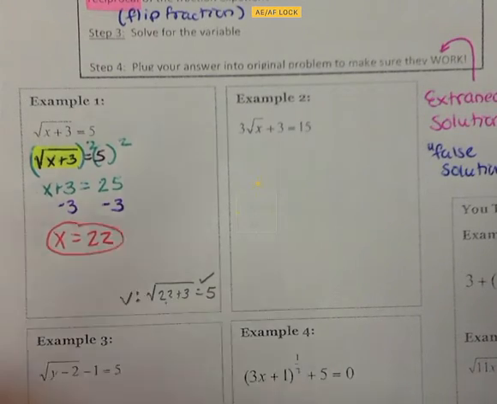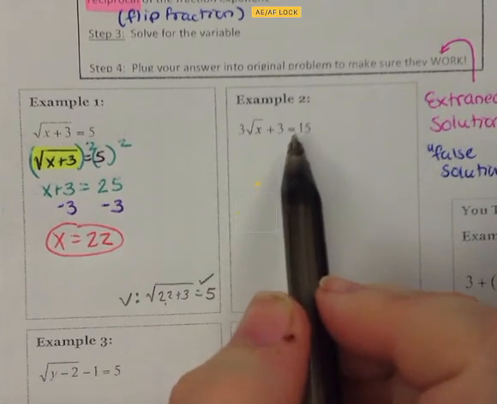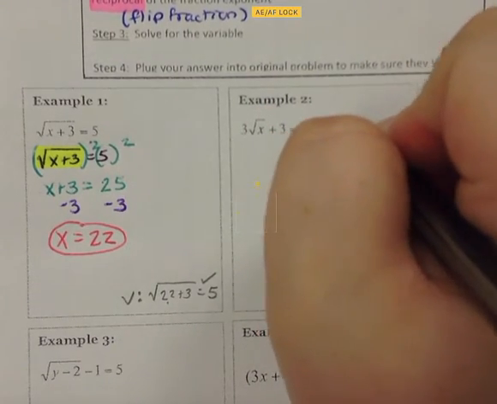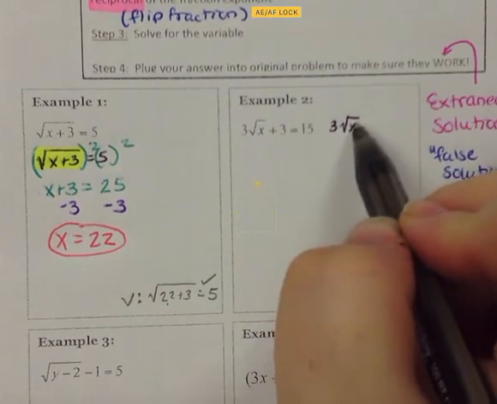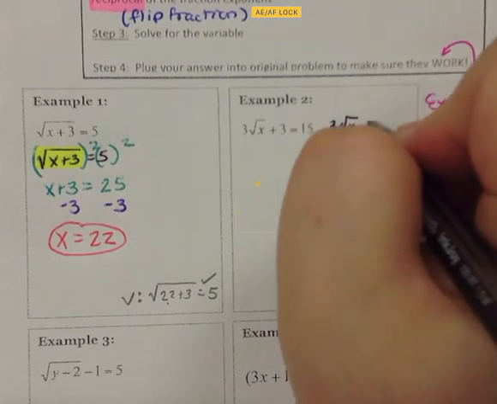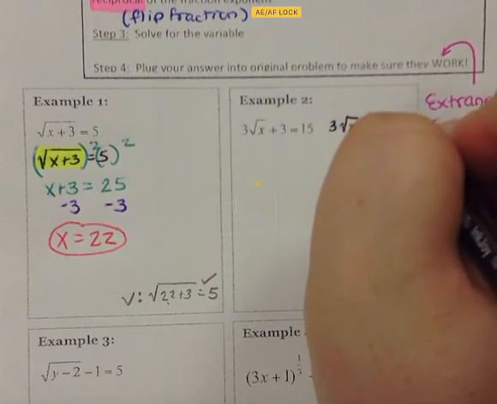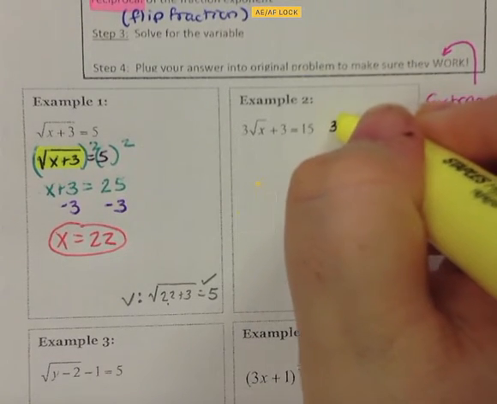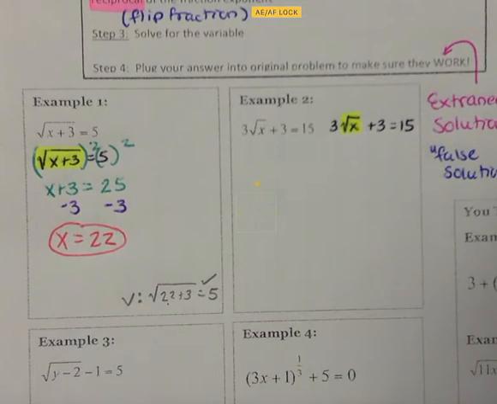Example 2, I am again going to write down my original problem. So I'm going to have 3 square root of x, and I'm going to make sure I don't extend my radical, plus 3 equals 15. So I'm going to highlight my radical because that's what I want to isolate. The radical is specifically the square root of x. That's what I have to get alone first.